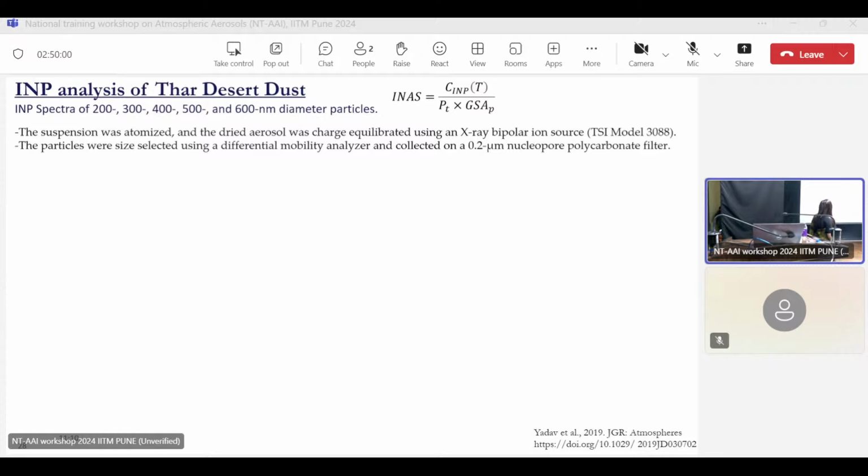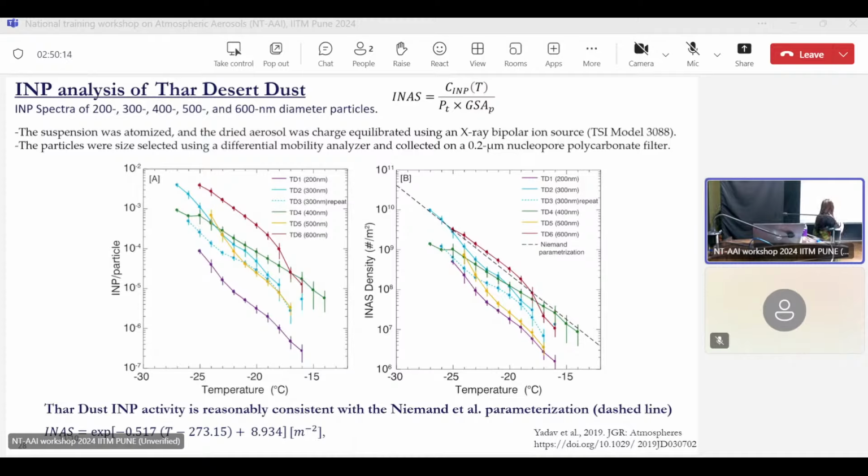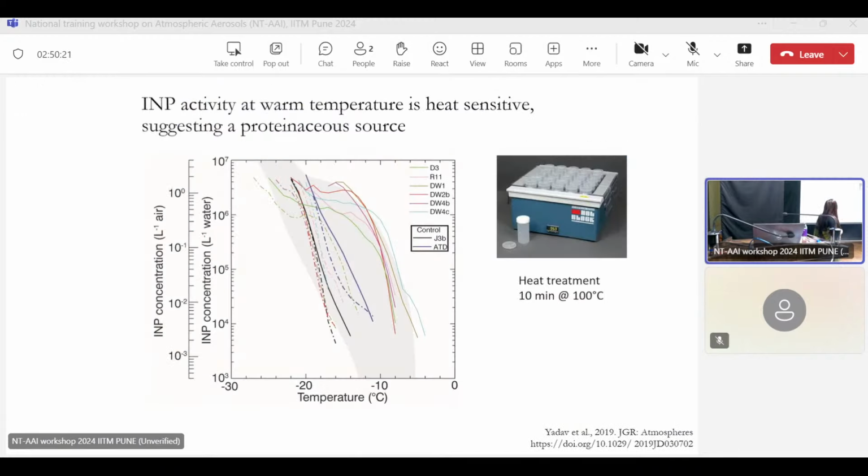We also tried to see the INP analysis of Thar Desert dust. This was another question because we did not have any knowledge about the Thar Desert dust and its ice nucleation ability. However, we had data from different deserts all over the world. So we tried doing this also, and we found that Thar dust INP activity is reasonably consistent with the Niemand et al. parameterization.